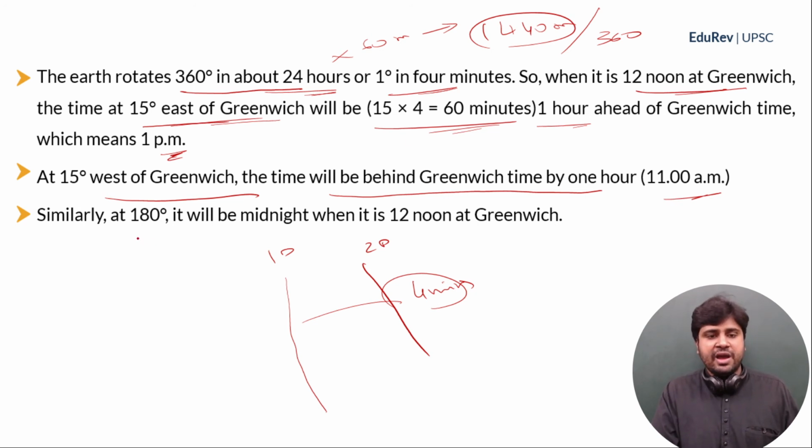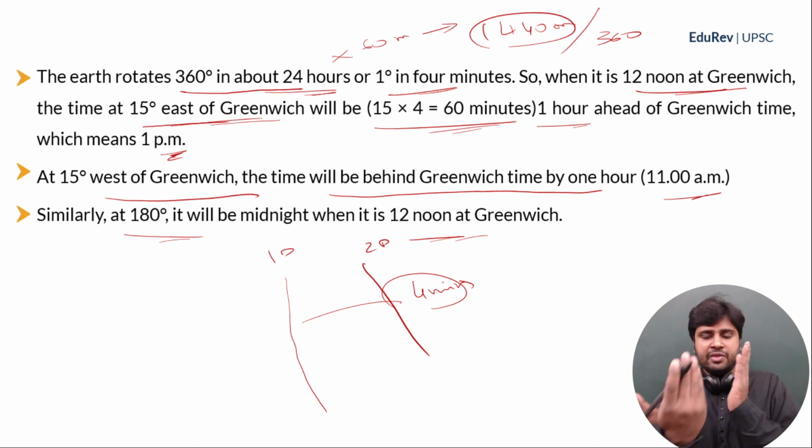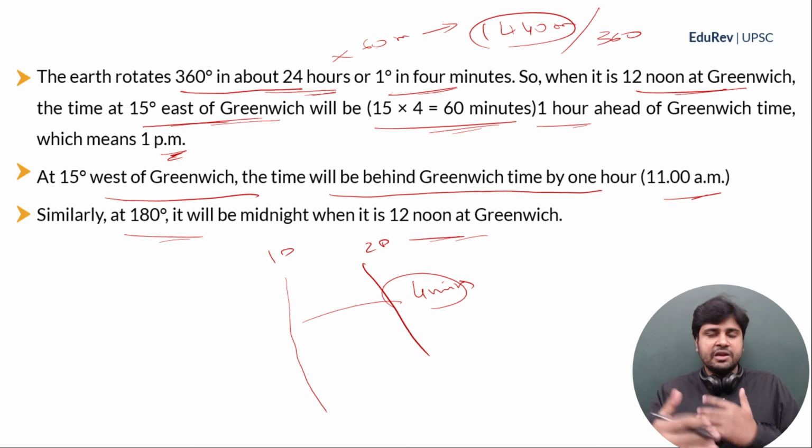Similarly, at 180 degrees, that is exactly behind the prime meridian, it will be midnight when it is 12 noon at Greenwich. I hope it all makes sense. Previously, we have understood that the prime meridian and the 180-degree longitude are exactly on the other side of the Earth. They are exactly opposite to each other. So if it is 12 noon on the prime meridian, then obviously it is going to be 12 midnight at the 180-degree longitude. Clear? I hope all these calculations made sense to you.